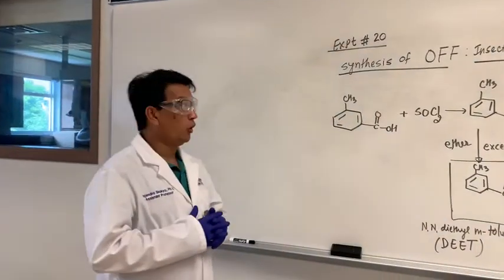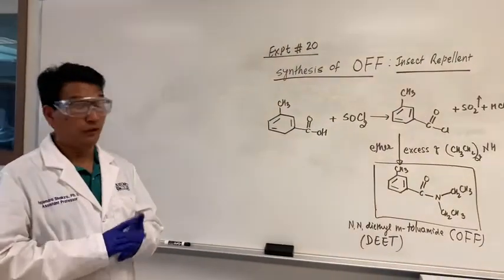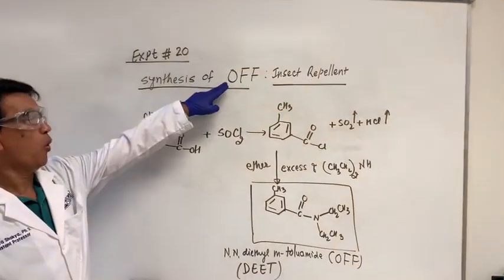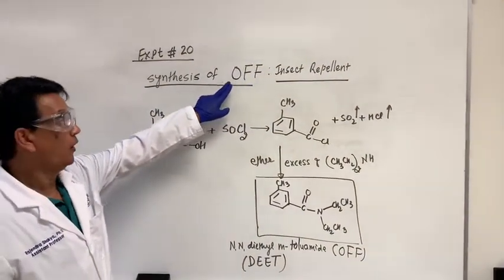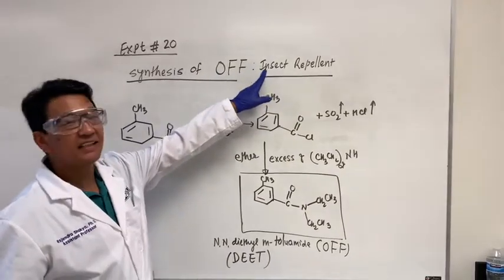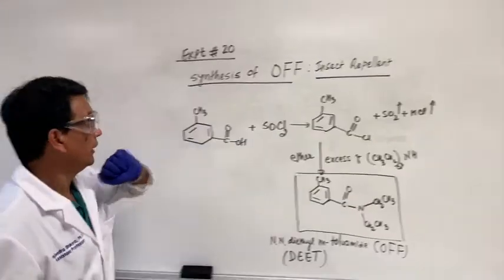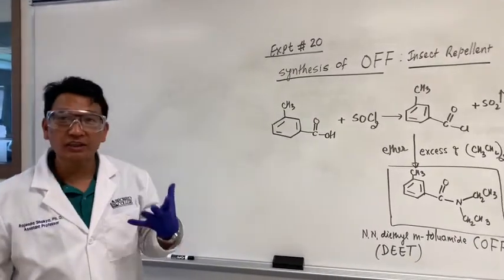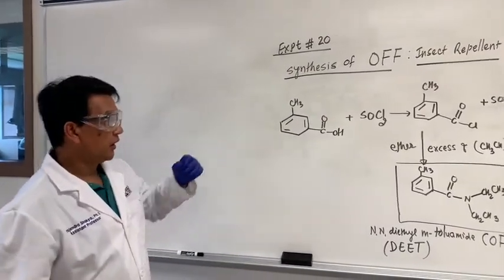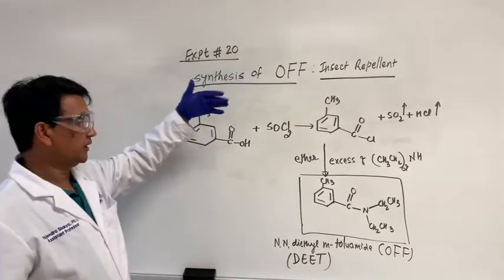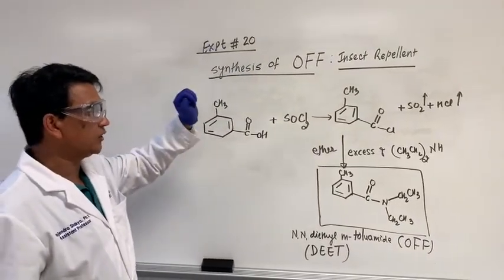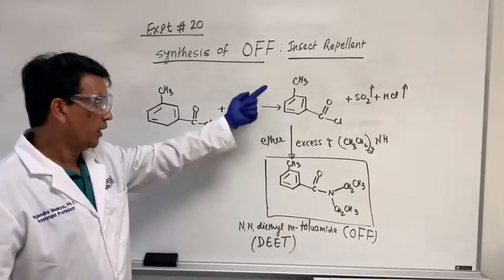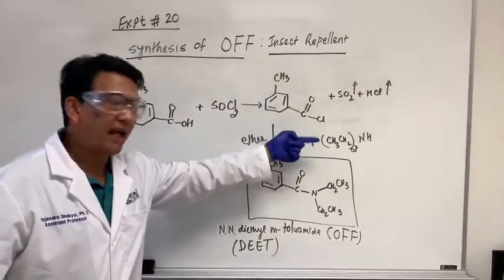We are going to do one very interesting and very important reaction, that is the synthesis of OFF. It is also an insect repellent. This is our experiment number 20. As we discussed in the pre-lab discussion, OFF is synthesized by the reaction of the acid chloride, the benzoyl chloride, with diethylamine.